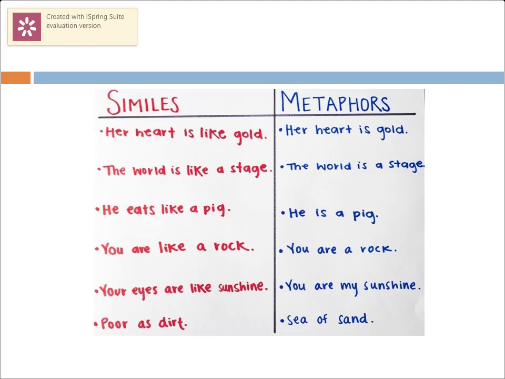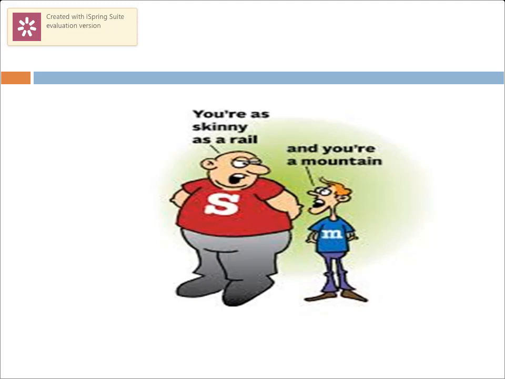Now let's look at some examples and understand the difference between similes and metaphors. Her heart is like gold, simile. Her heart is gold, metaphor. The world is like a stage, simile. The world's a stage, metaphor. He eats like a pig, simile. He is a pig, metaphor. So these are some examples which give us the differences between similes and metaphors. And at the end, look at this. You're as skinny as a rail, a simile. You are a mountain, a metaphor.